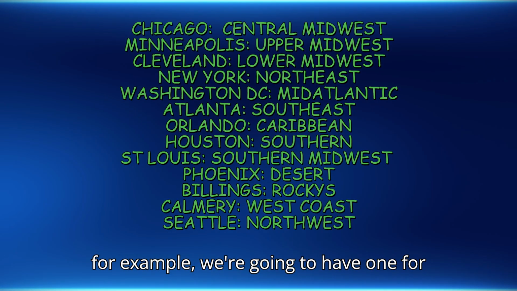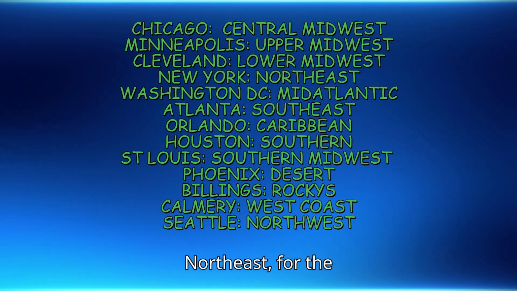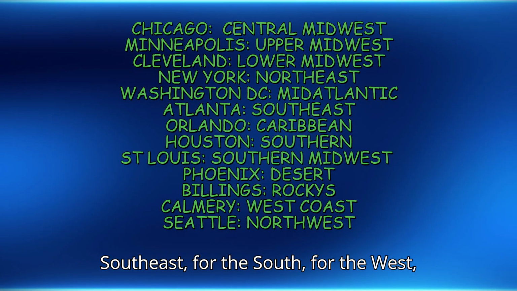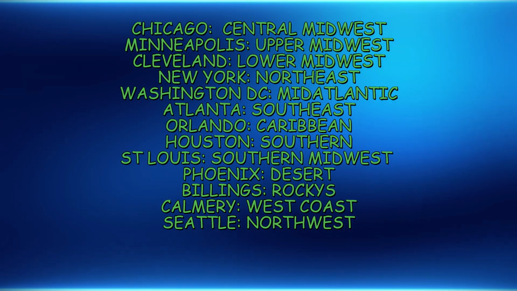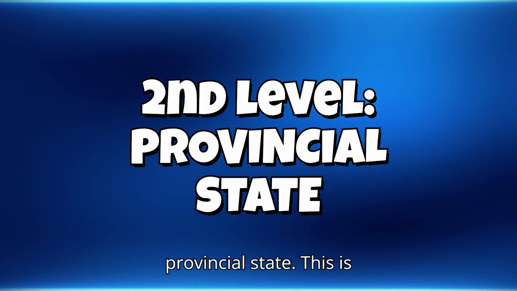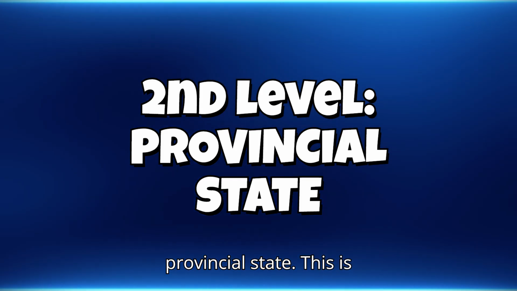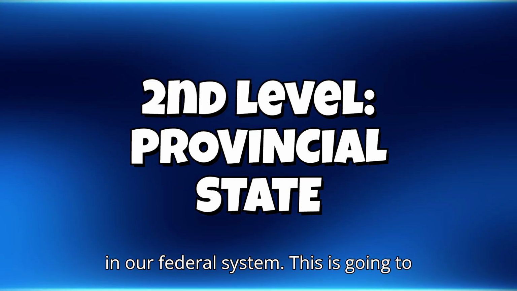For example, we're going to have one for the Midwest, one for the Northeast, for the Southeast, for the South, for the West, for the Rockies, for the Western Coast, etc., etc. And the next level, the secondary level, would be what I would call a provincial state. This is similar to what we have right now in our federal system.